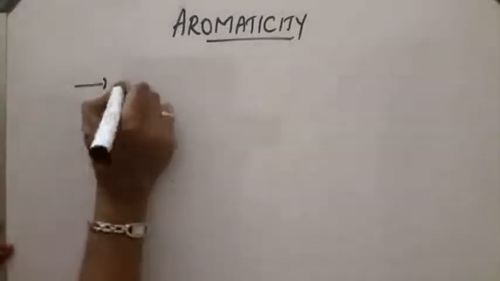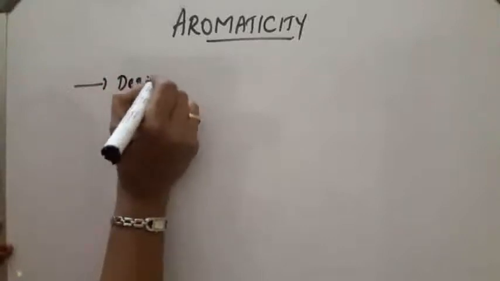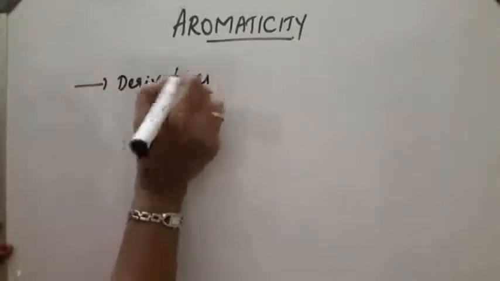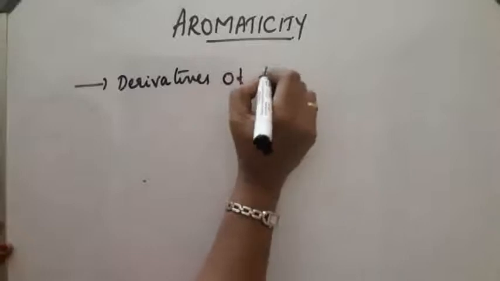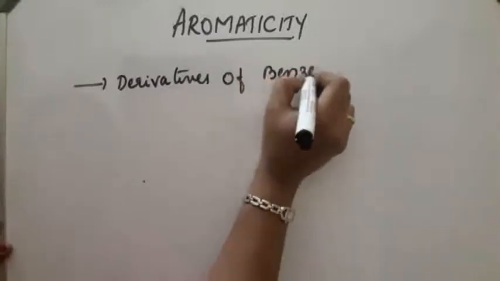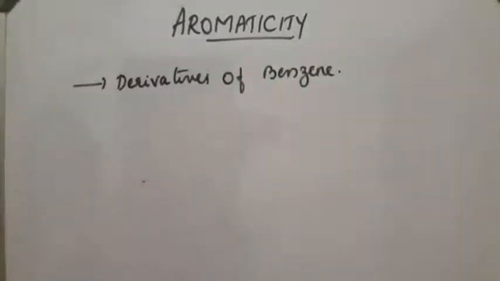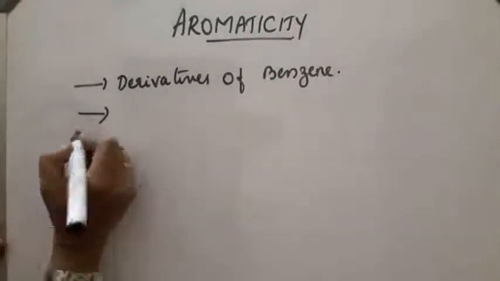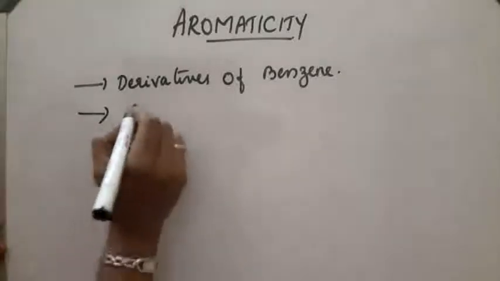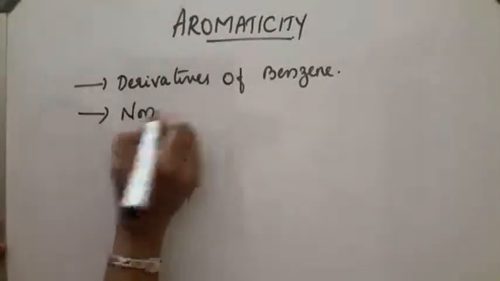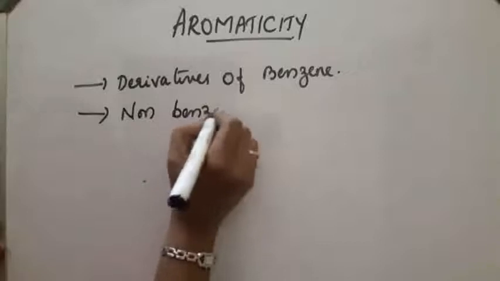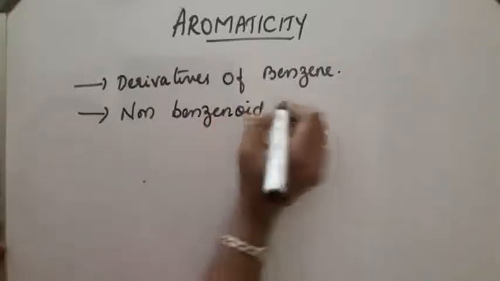Aromaticity. Most of the aromatic compounds are derivatives of benzene. But there are certain compounds which are aromatic but do not contain any benzene ring. They are called non-benzenoid organic compounds.